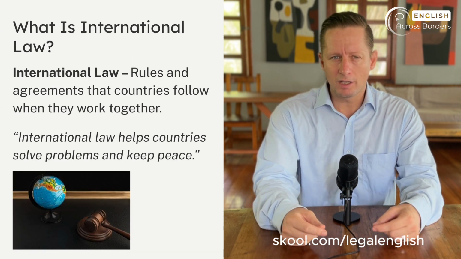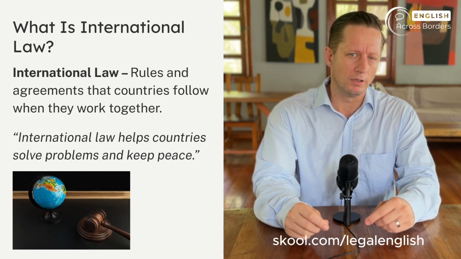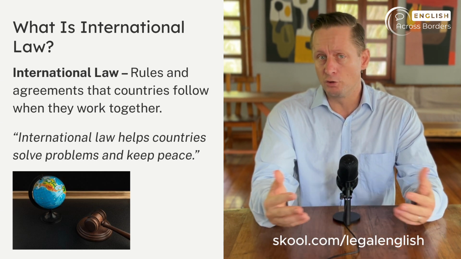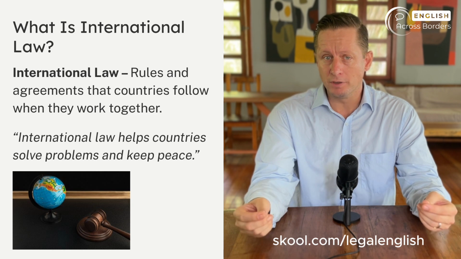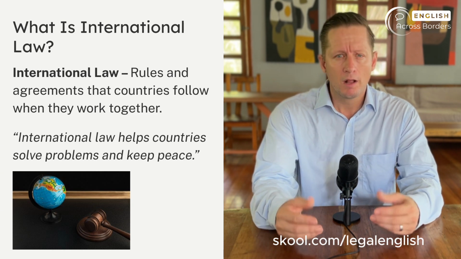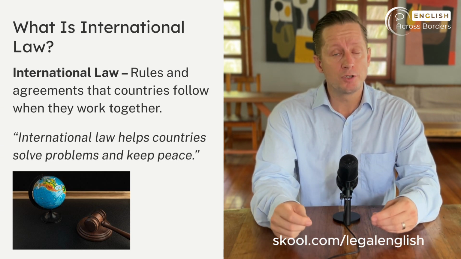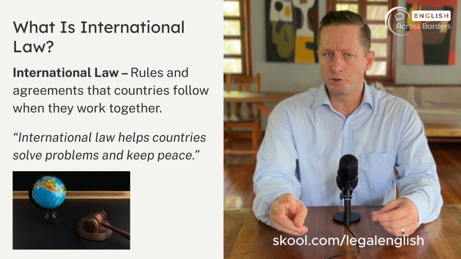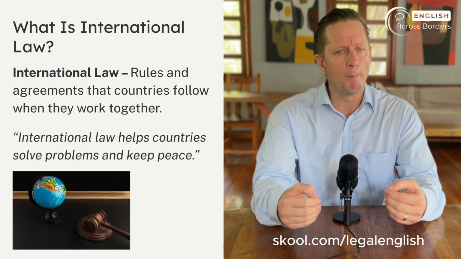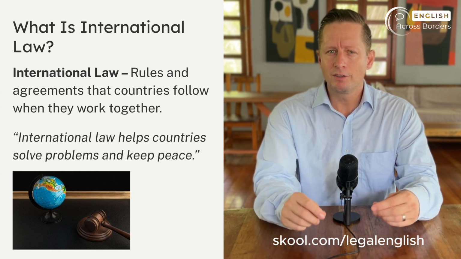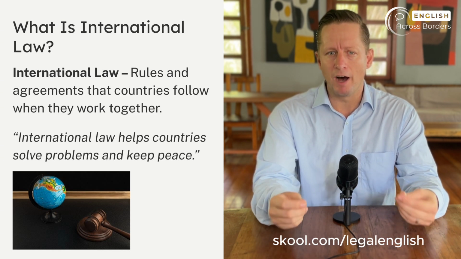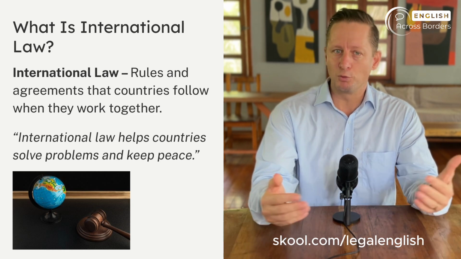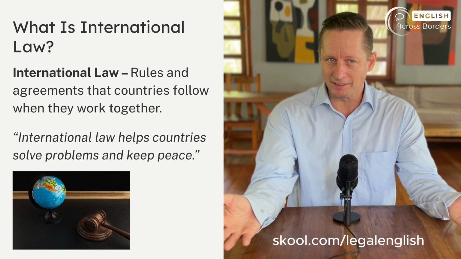Now, let's talk more about international law. International law is a set of rules and agreements that different countries agree to follow. These rules help countries work together peacefully. For example, if two countries have a disagreement about borders or trade, international law helps them find a solution without fighting. It's like when friends make rules to get along and play nicely.